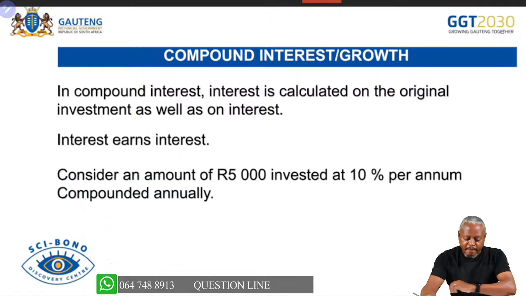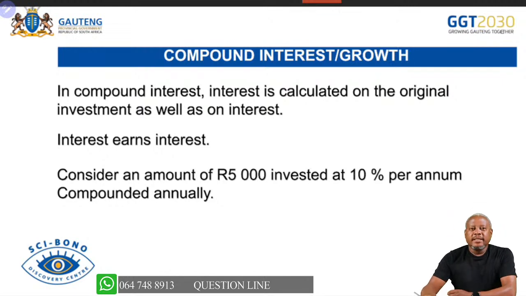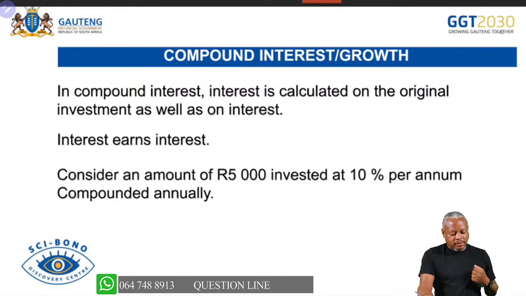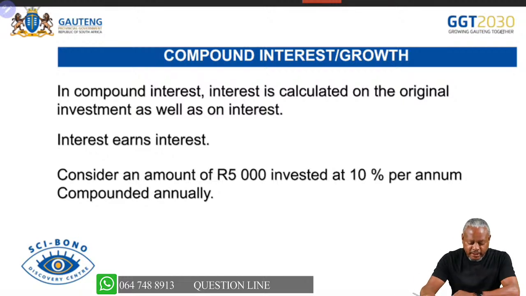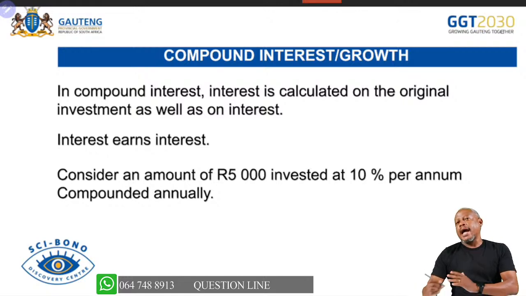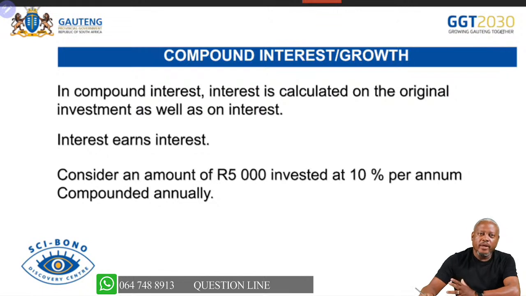Now let us consider an amount of 5,000 invested at 10% per annum, compounded annually. This one is straightforward. Let us formulate our data there. Let us identify what is 5,000. We need to be able to identify what 10% stands for. So now, for the number of terms, I just said compounded annually. It means per annum.